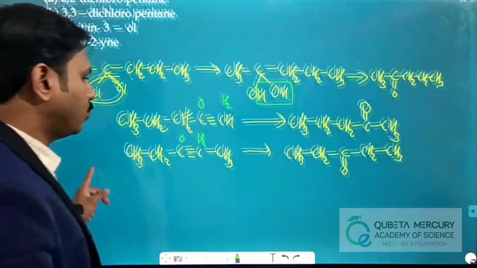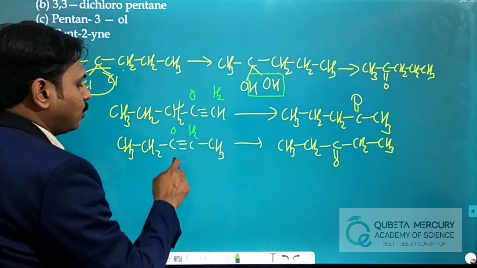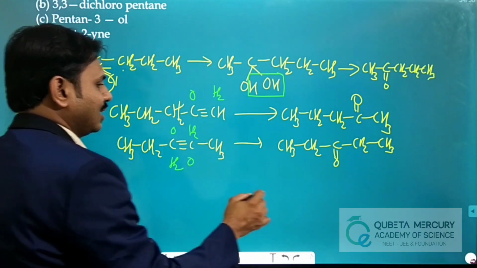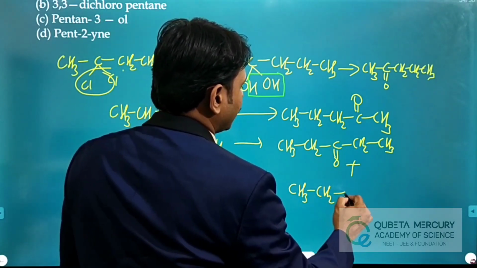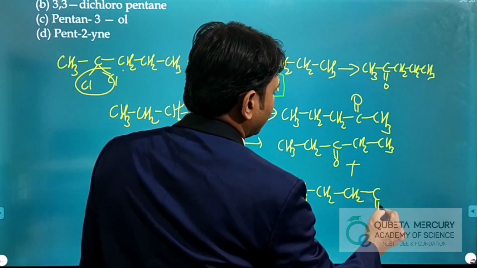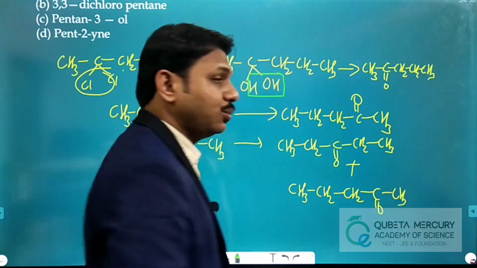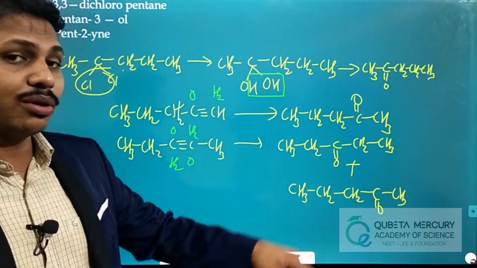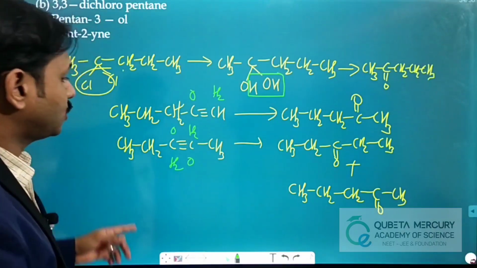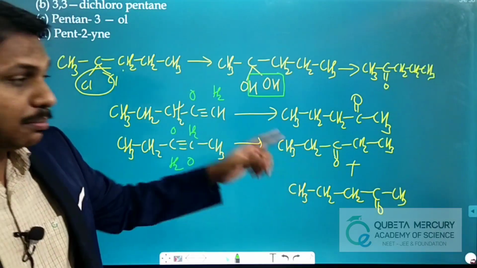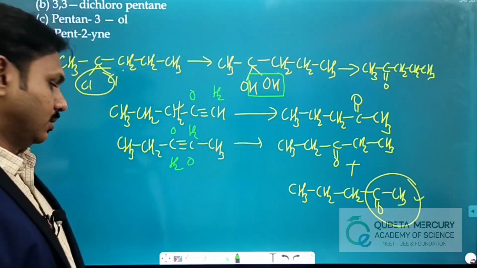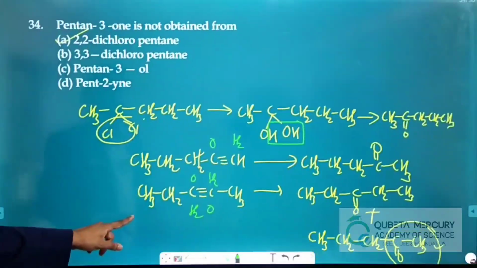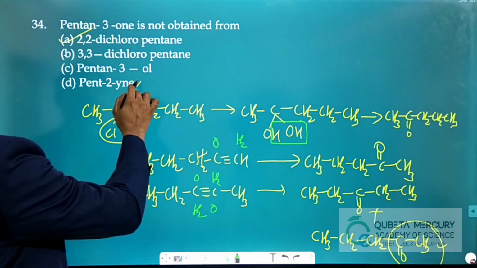Remember, one additional point to say. Here there is a possibility of addition like this as well. So you can get the product like this also, that is CH3CH2CH2COCH3. And among these, the second one is the major one. But as per the question, it can give this product. But remember, this is the major product because methyl ketone is more stable. So pentan-2-yne can give 2-one and 3-one.